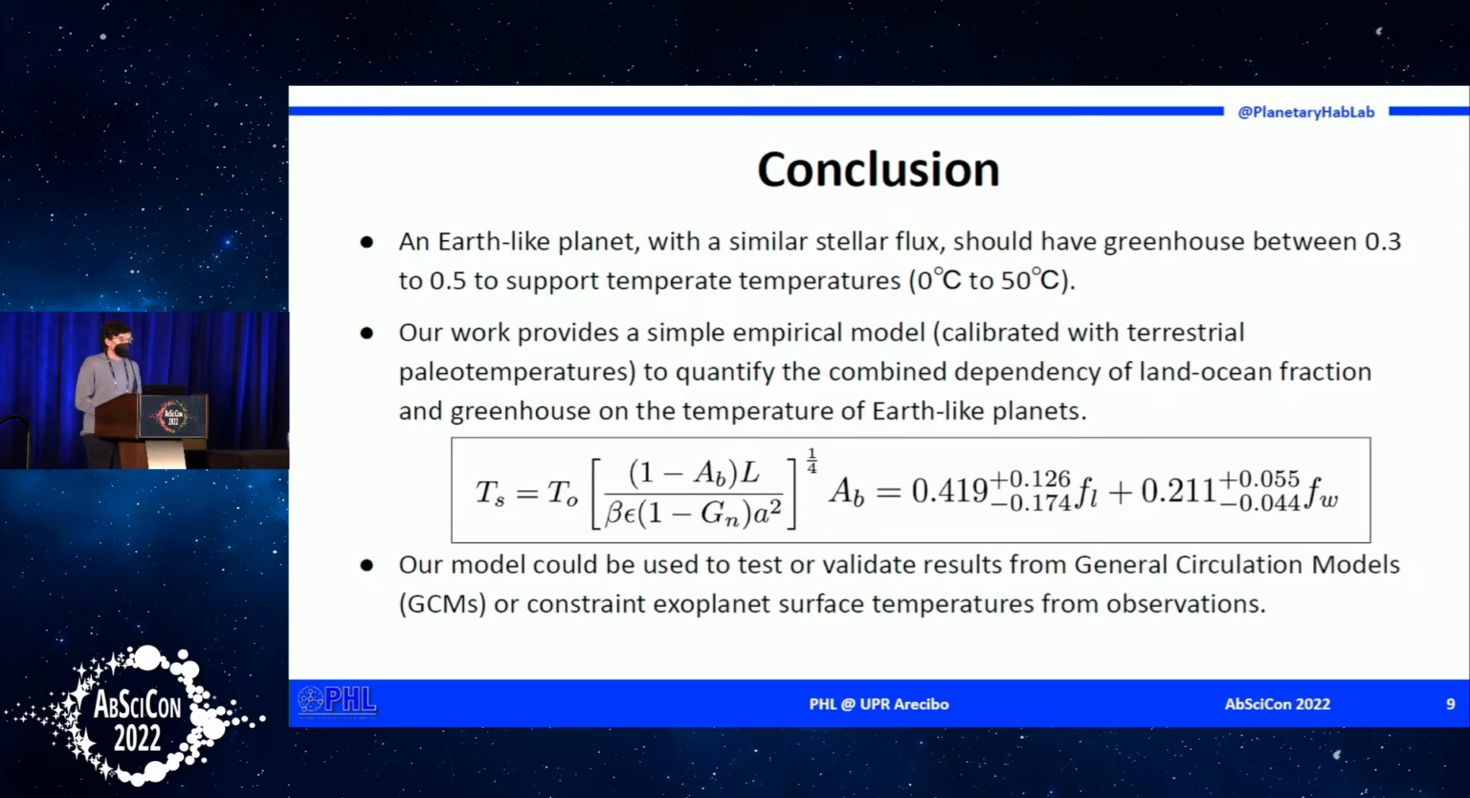Our work also provides a simple empirical model calibrated with terrestrial temperatures to quantify the combined dependency of land-to-ocean fraction and greenhouse on the temperature of Earth-like planets. Those two equations that you see there are one of the main takeaway points of this talk. This is the surface temperature model, and the other one is the albedo equation. Our model can be used to test or validate results from GCMs, or even constrain exoplanet surface temperatures from observations.